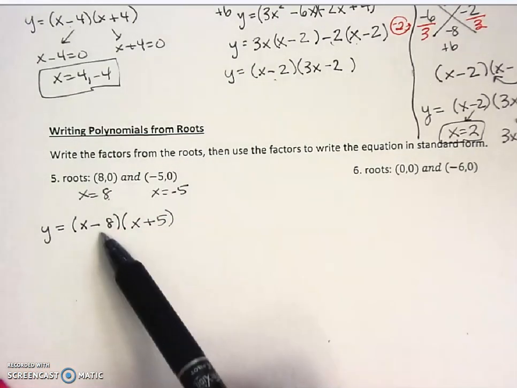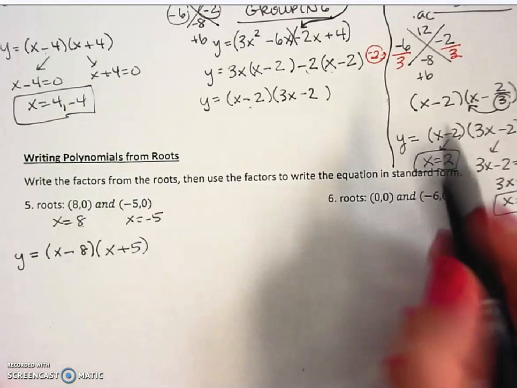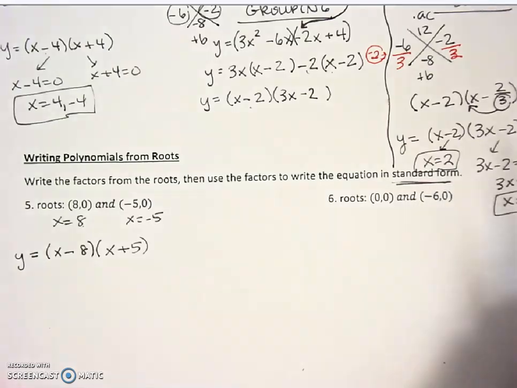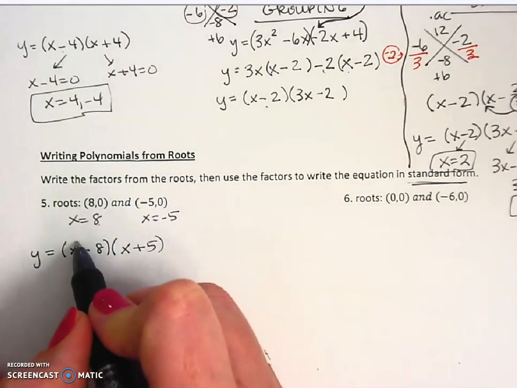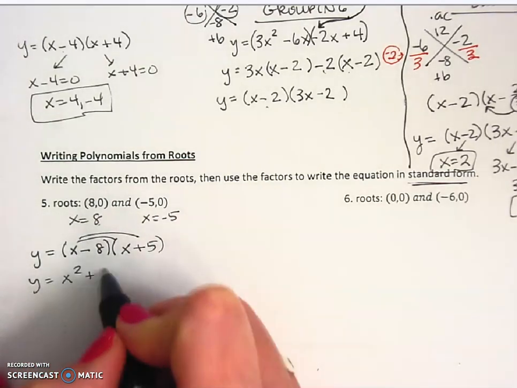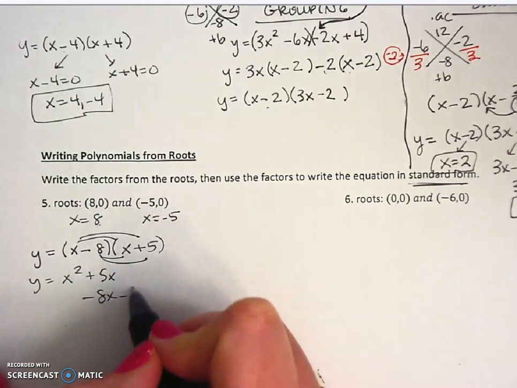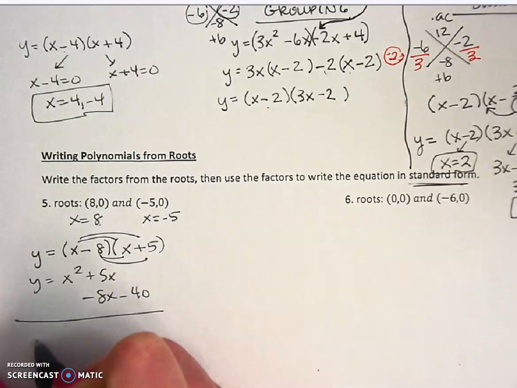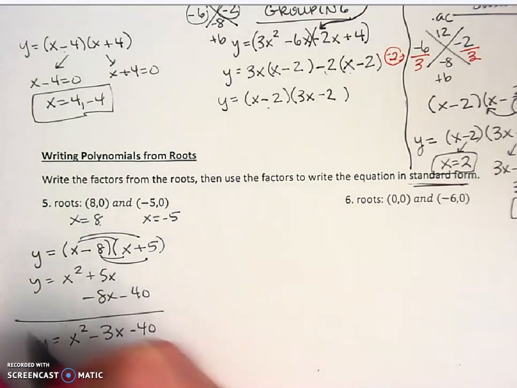Because I would have solved it, right? X minus 8 equals 0 gives me x equals 8. And then this is the factored form of the equation. And then it asked me to write it in standard form, which just means to multiply this out. So I'm going to distribute the x, get x squared plus 5x, distribute the -8, get -8x minus 40, and combine my like terms, and voila.